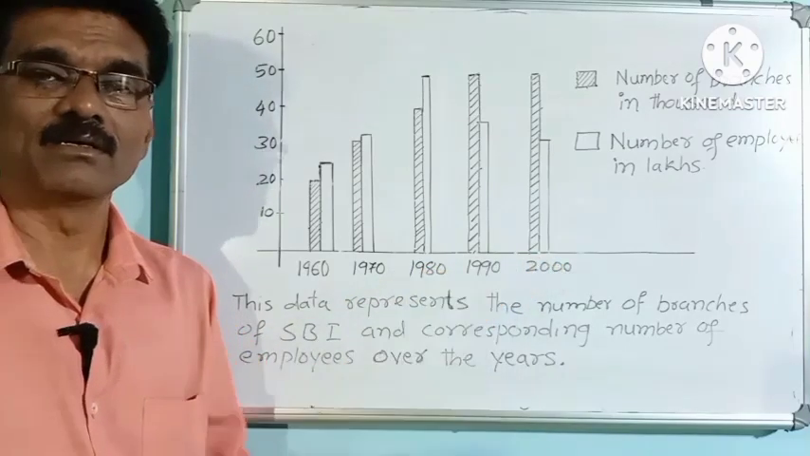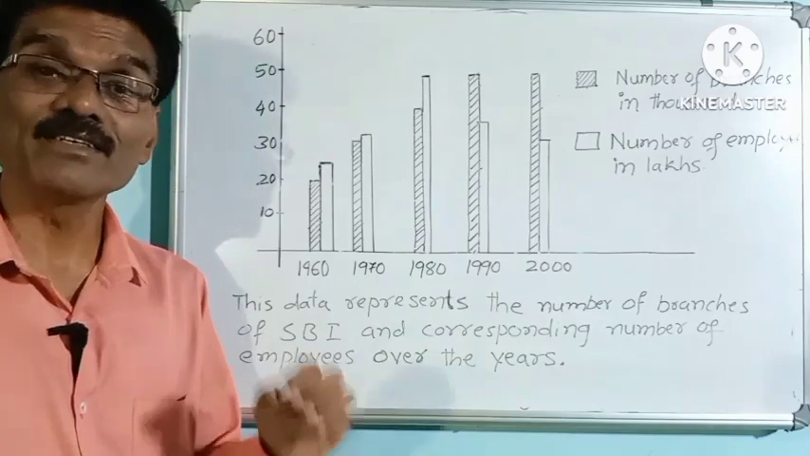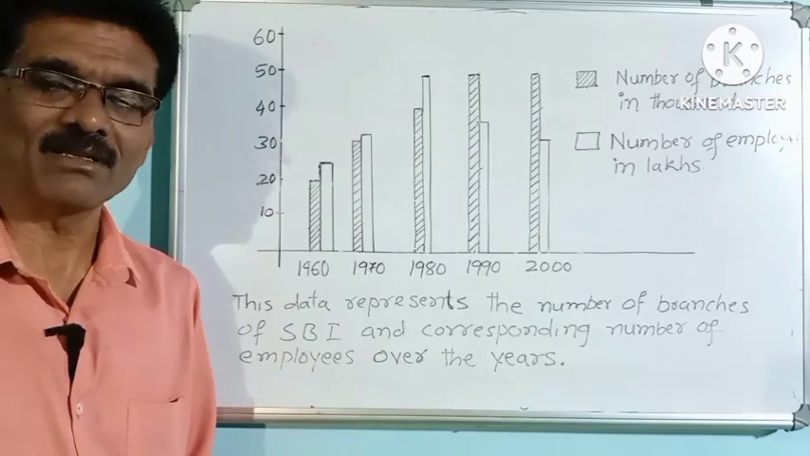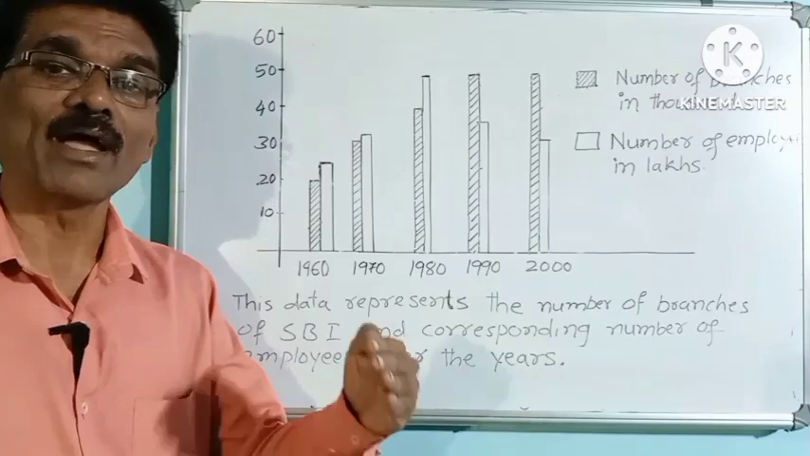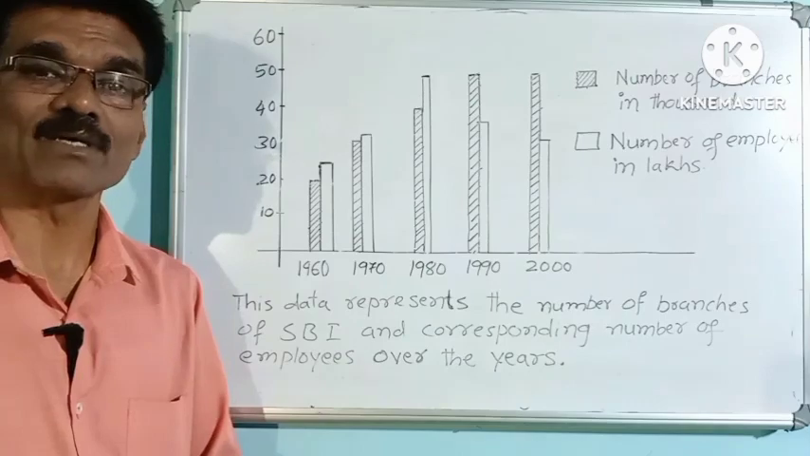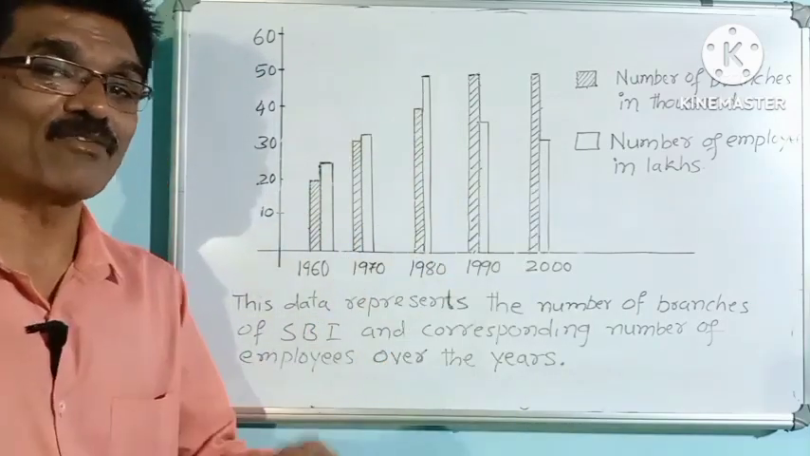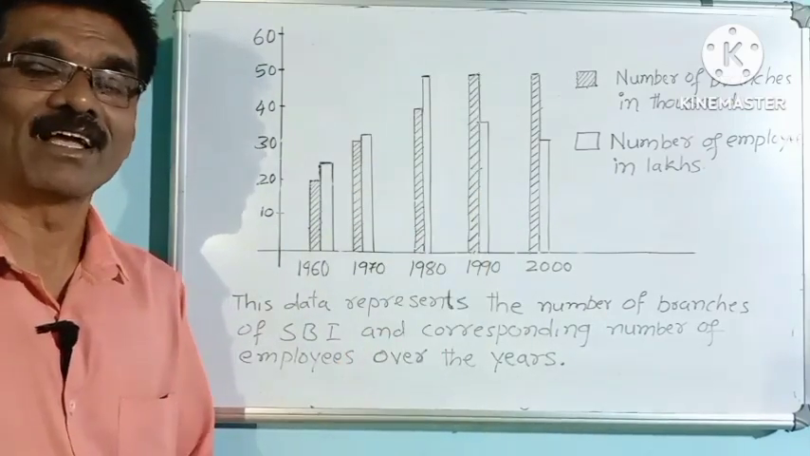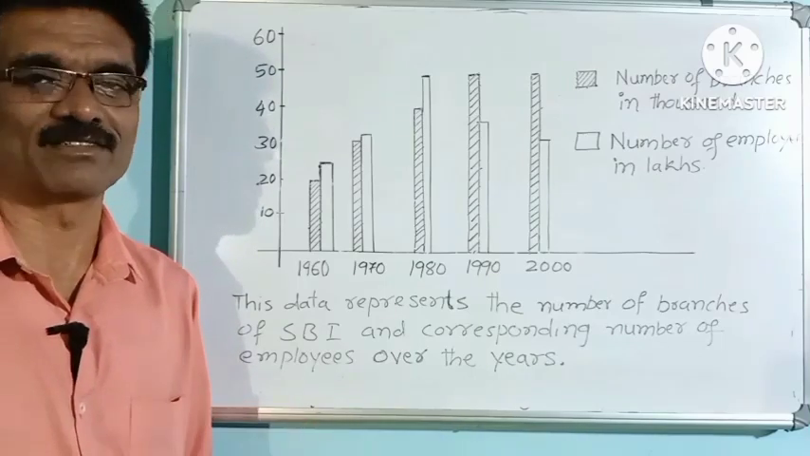During these years, the bank asked its employees to take voluntary retirement. Many of them took voluntary retirement, and at the same time the recruitment was also held up. They did not recruit more employees because it was not necessary for them. Therefore, there is a decline in the number of employees, though there is an increase in the number of branches. That means it is only because of the introduction of computers.